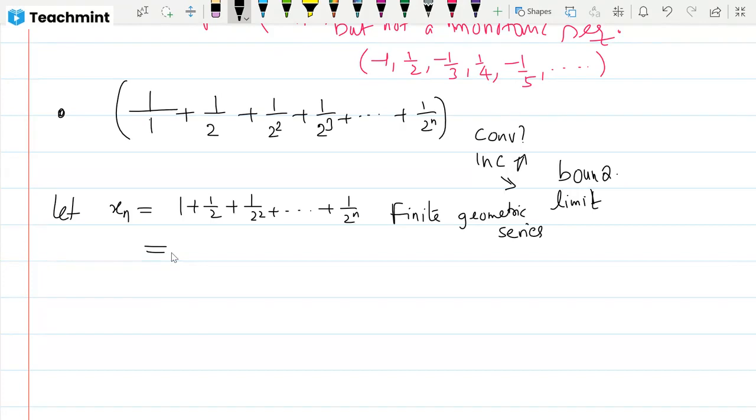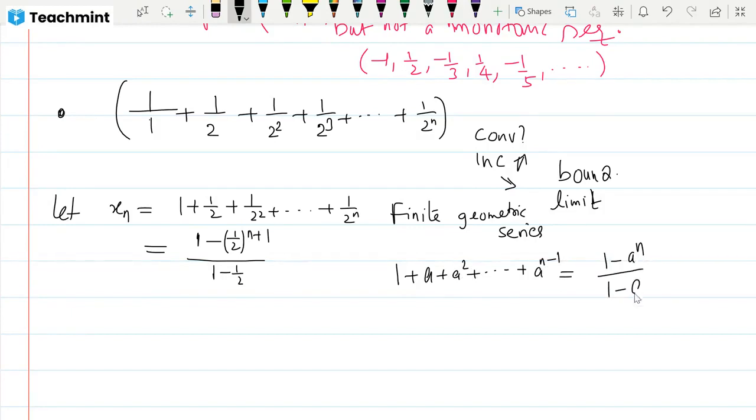S infinity is equal to a by 1 minus r. Exactly, madam. What you said is for the infinite series, madam. But here we are talking about the finite geometric series, and I will write the formula, sir. It is 1 minus r power n plus 1 over 1 minus r. So the formula is: 1 plus a plus a square plus so on up to a power n is 1 minus a power n plus 1 over 1 minus a.